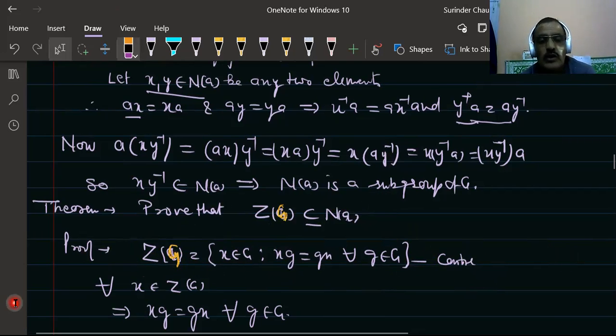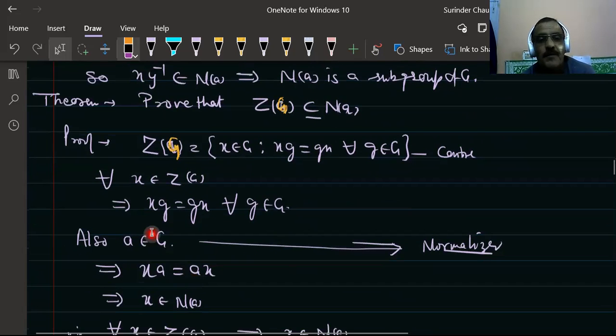What does this imply? This is true for all x belonging to Z. It implies that x belongs to Z(G) means xg is equal to gx for all g belonging to G. So for all x belonging to Z(G), we have xg equal to gx for g belonging to G.